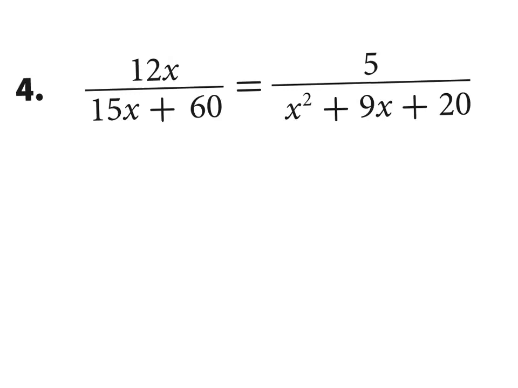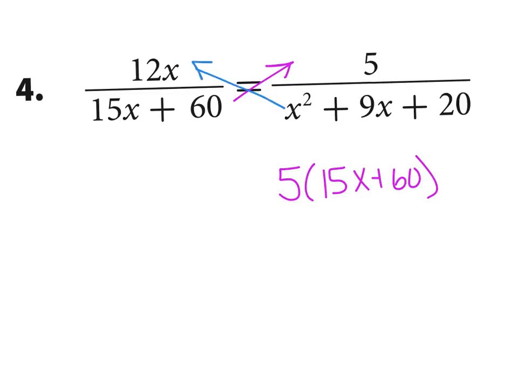So I'm not actually going to multiply things. We're just going to write them out. So if I multiplied 15x plus 60 times 5, then I would have 5 times 15x plus 60. And remember, it doesn't matter what order you multiply in, you still get the same answer. Which property is that one? All right, so then I need to multiply 12x times x squared plus 9x plus 20.